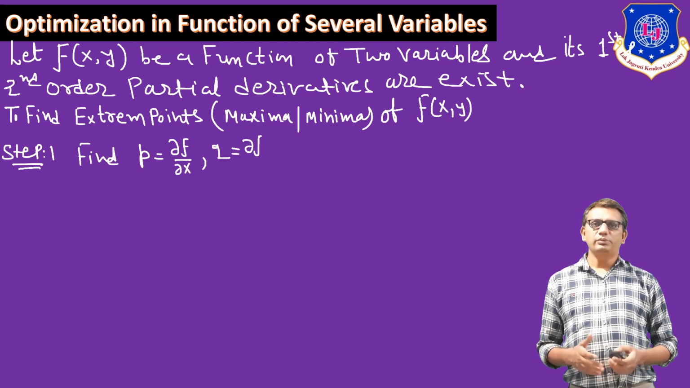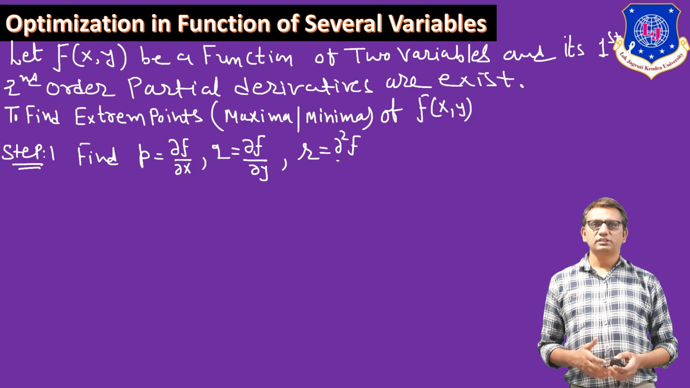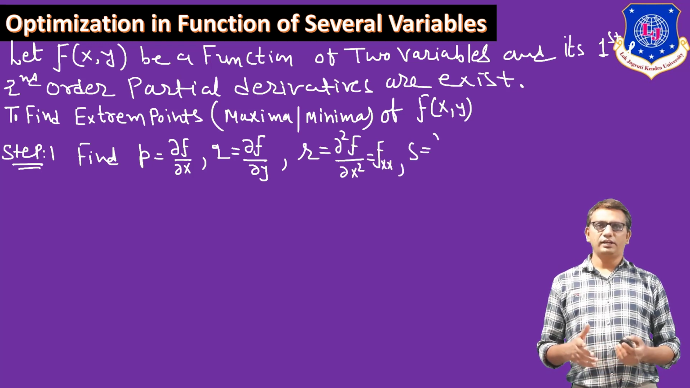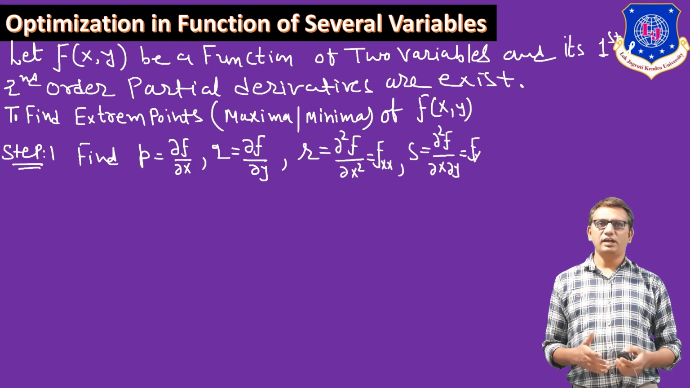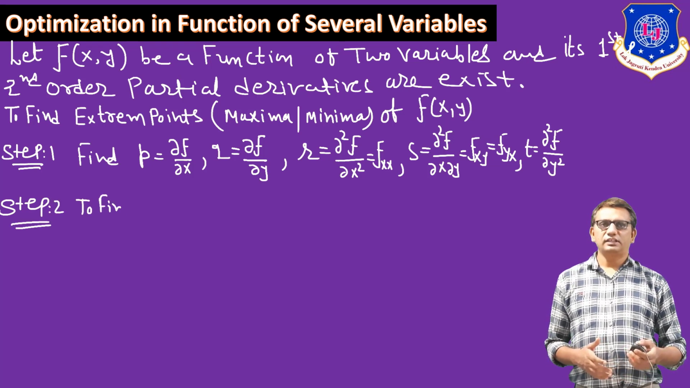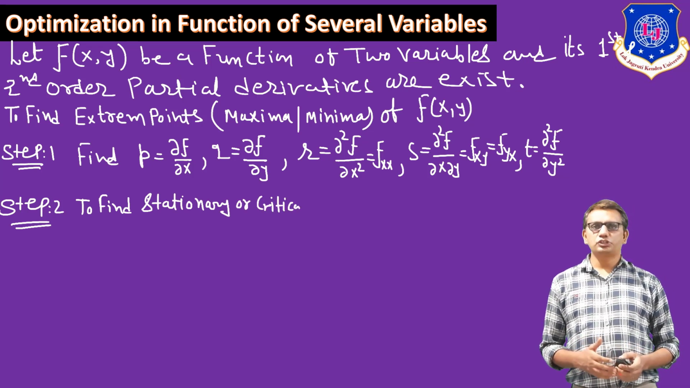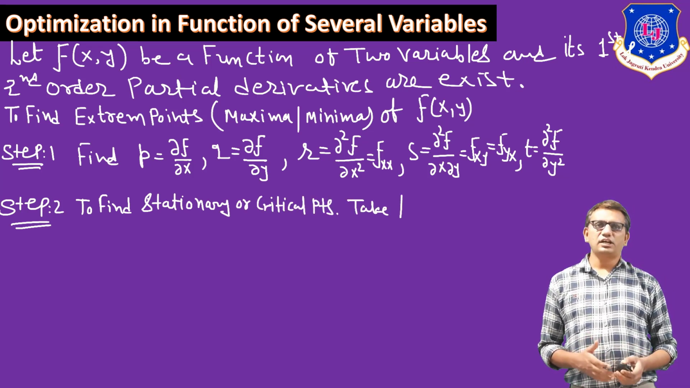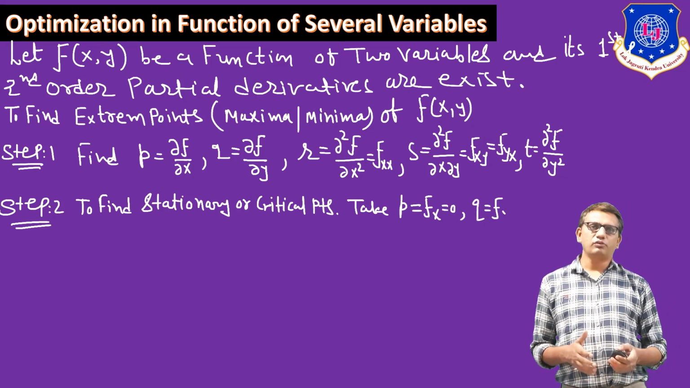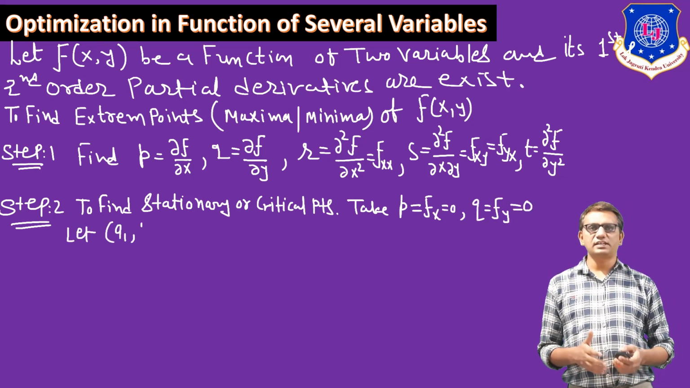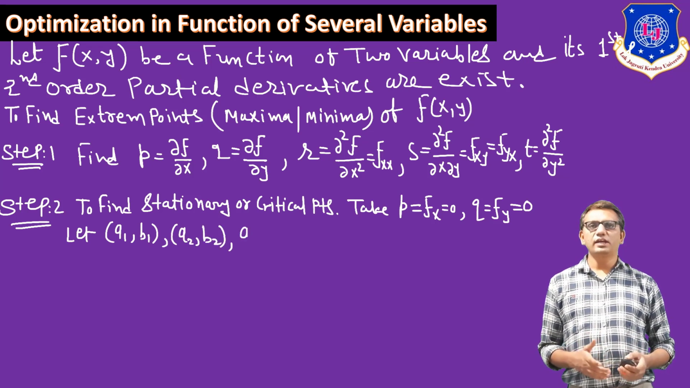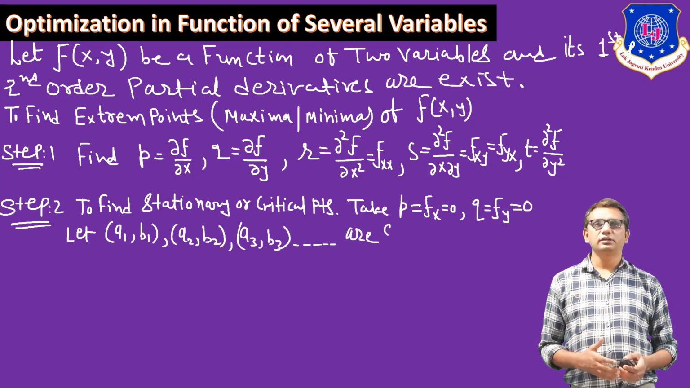So find P, that is del f by del x, find Q, del f by del y, find R, which is del square f by del x square, S is del square f by del x del y or del y del x, and the last one is del square f by del y square, denoted as T. To find the stationary points or critical points, which are points at which our first order partial derivatives del f by del x and del f by del y are 0, we get some points like a1 b1, a2 b2, a3 b3, etc.